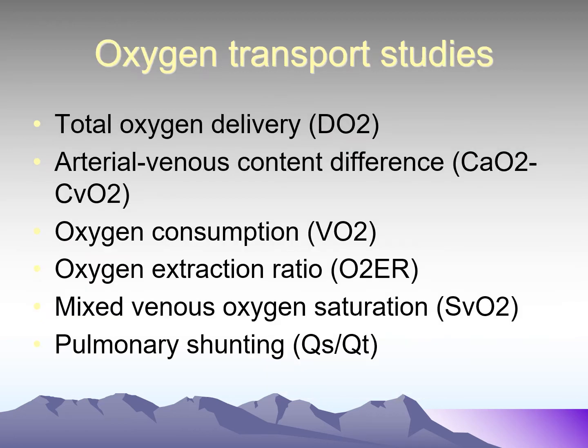Alright, some other things that we look at on oxygen transport is the list here of oxygen delivery, total oxygen delivery, your DO2. And the next slides here are going to break each of these down. So these are things that we look at to determine adequate oxygenation: total oxygen delivery, your A to V content difference, your oxygen consumption, your oxygen extraction ratio, your mixed venous oxygen sat, and then your pulmonary shunting.